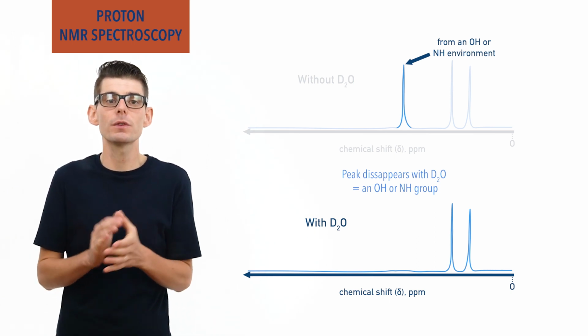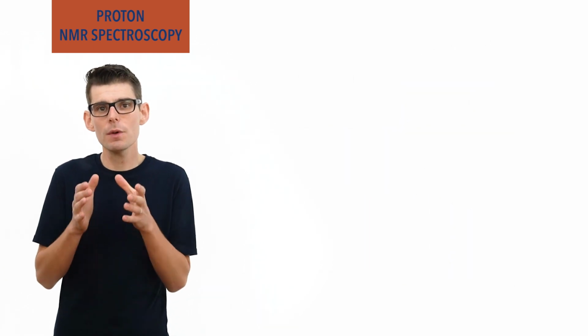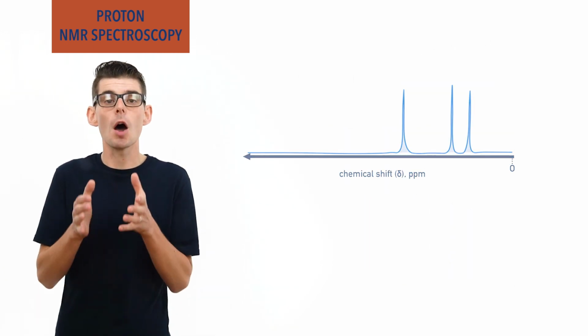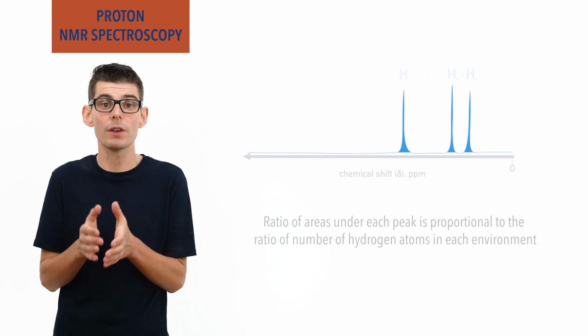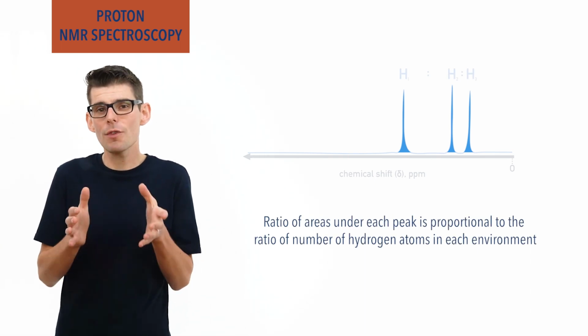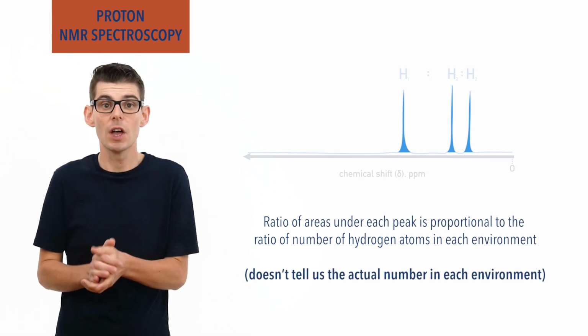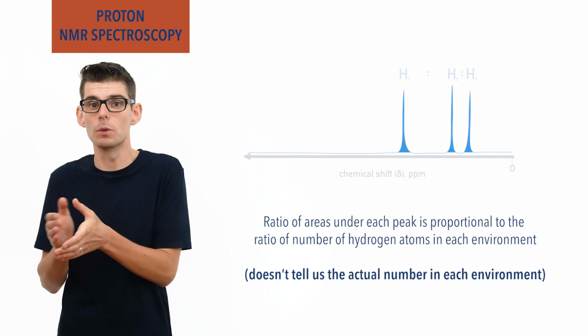A really useful part of Proton NMR spectroscopy is that the ratio of areas under each peak are proportional to the number of hydrogens or protons in each environment. The ratio can't tell us the actual number of hydrogens in each environment, however, only the ratio between them all.